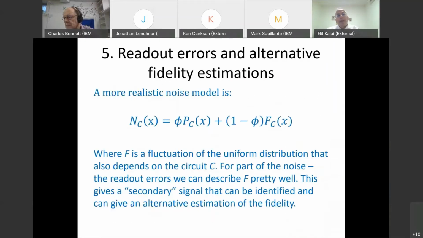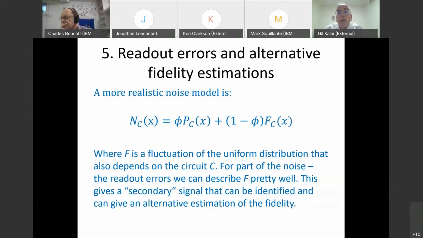Okay, so the next observation about the model is that the idea of mixing the ideal probability distribution with the uniform distribution is a naive model of noise. A more realistic noise model would be that the noisy distribution is a mixture of the ideal distribution with a certain fluctuation of the uniform distribution. And this fluctuation of the uniform distribution also depends on the circuit.